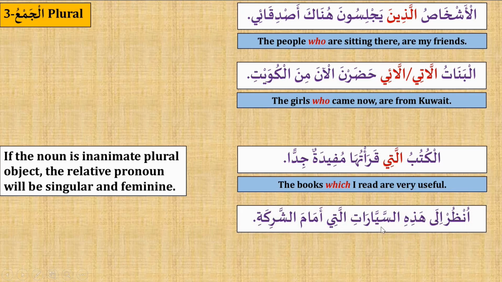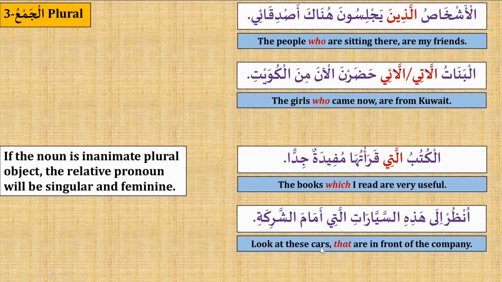انظر إلى هذه السيارات التي أمام الشركة. Look at these cars that are in front of the company. انظر, look, إلى هذه السيارات, at these cars. التي, which or that. أمام الشركة, in front of the company. Both of them must be followed by singular and feminine relative pronouns.